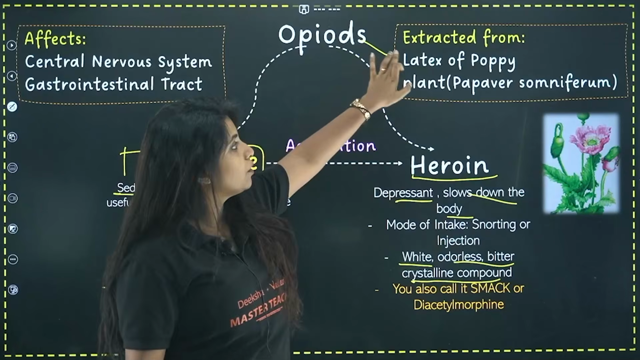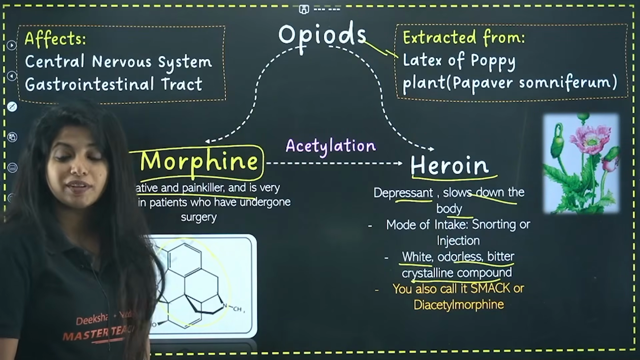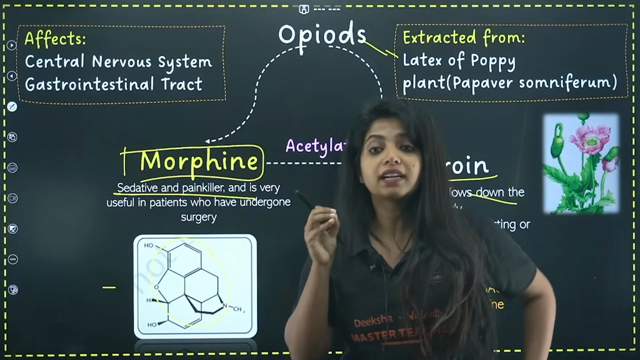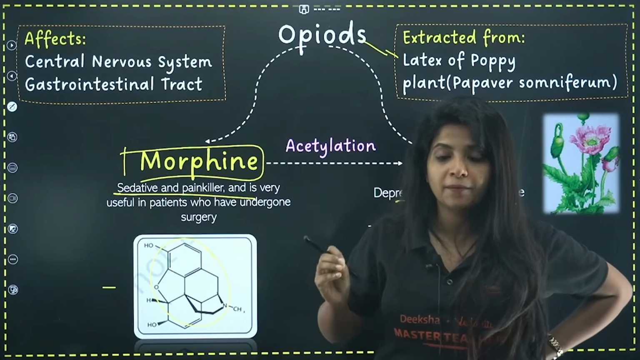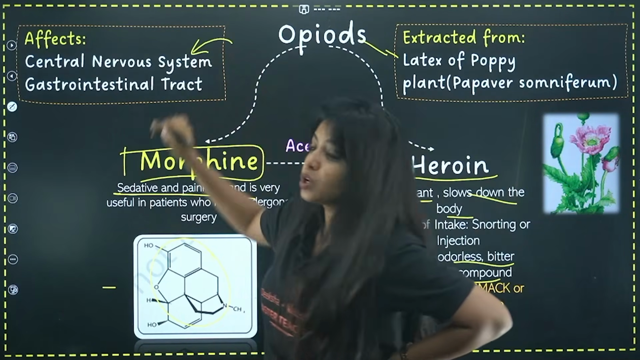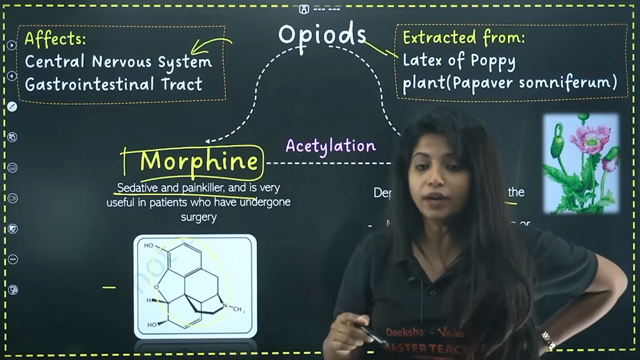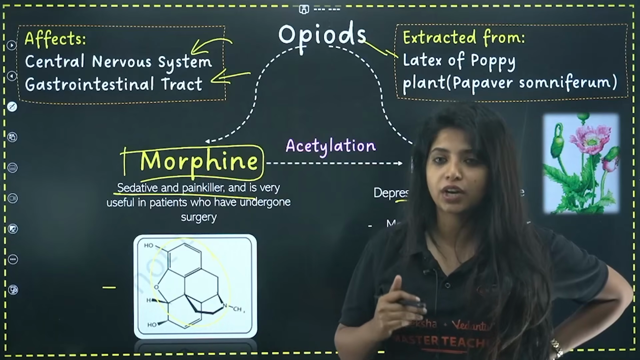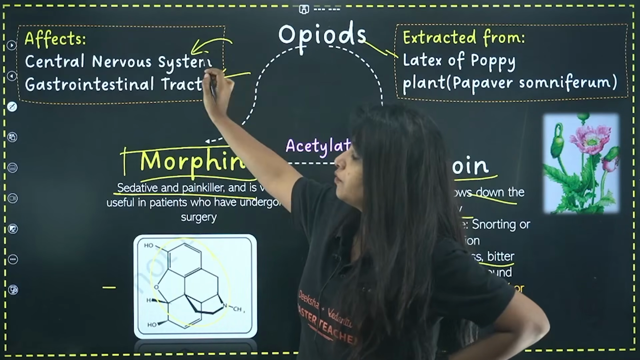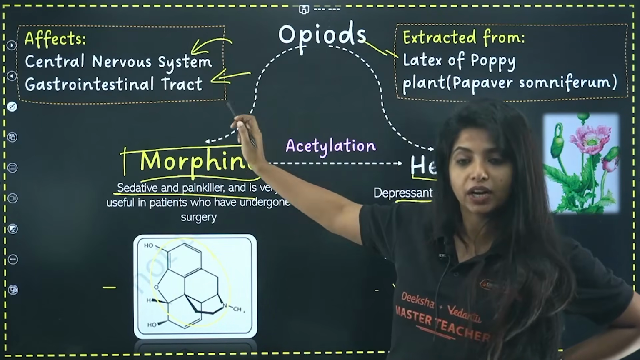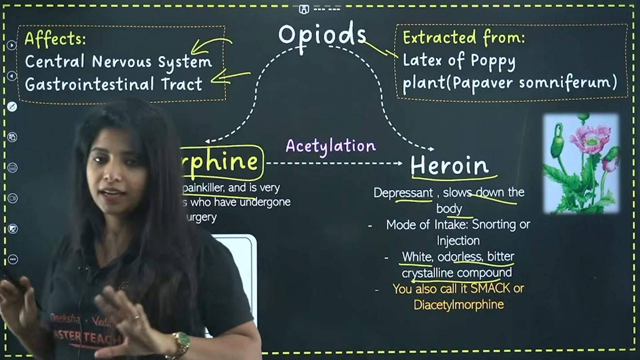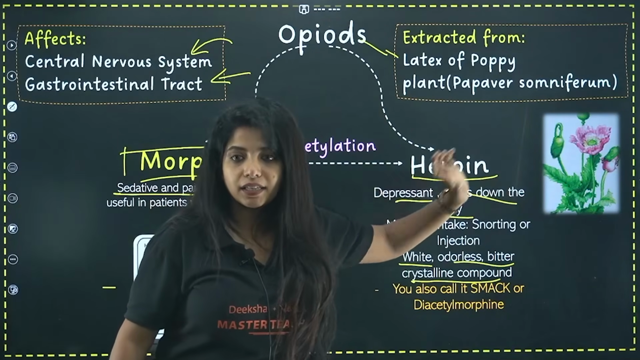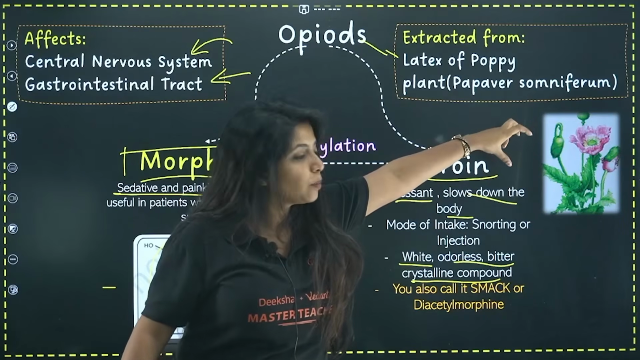As I told you, you get it from the latex of opium poppy, also known as Papaver somniferum. Now one very important question is, where does it show its effect? On which part of our body? It affects our central nervous system, which includes the brain and the spinal cord, and it also affects the gastrointestinal tract. So opioids are responsible for affecting the CNS and also the gastrointestinal tract, and these are the examples. Done. Cool. And this is the picture of Papaver somniferum given in your NCERT. A pink flower is there, and you have some pods out there.